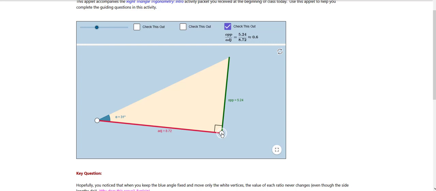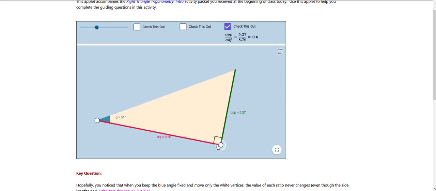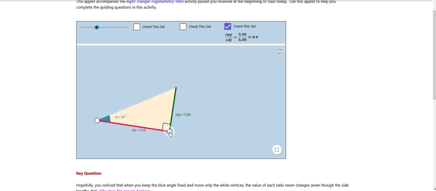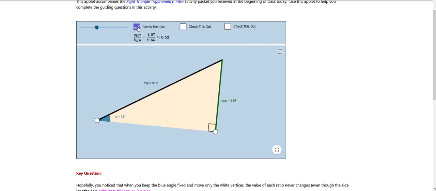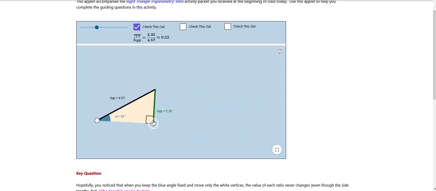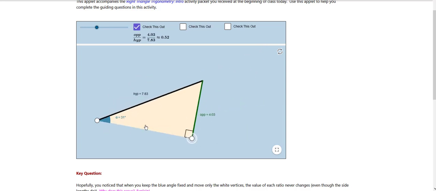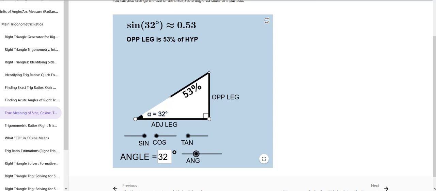So this is a tangent relating opposite to adjacent. As we change these sides, and the angle doesn't change, look at this ratio. It's never going to change. That will be the case on all of these regardless. Your sine ratio is always going to be the same regardless of the size of that triangle, as long as the angle remains constant. Okay, so that's kind of what that means.